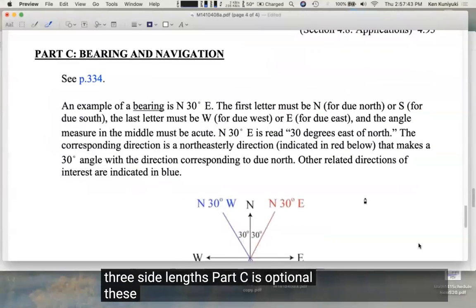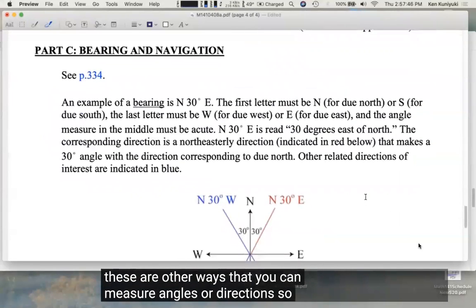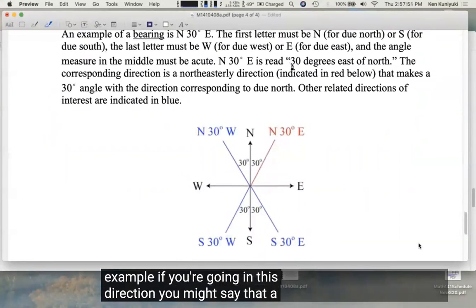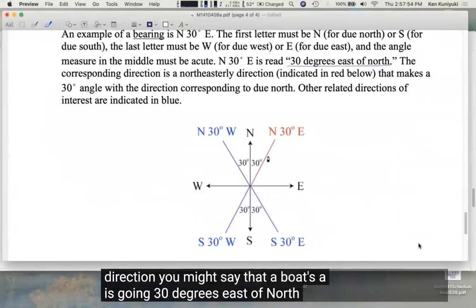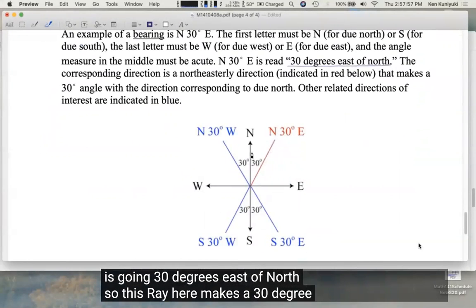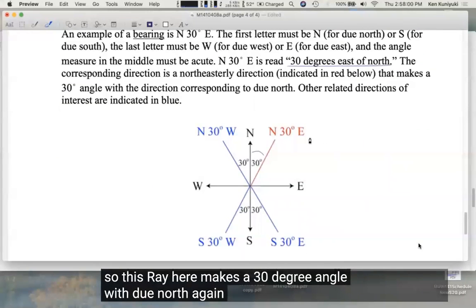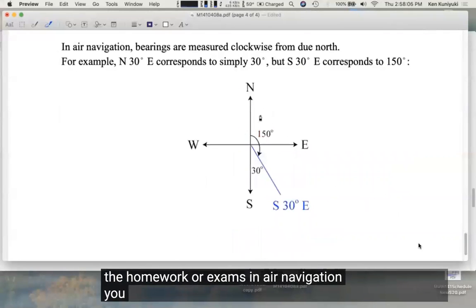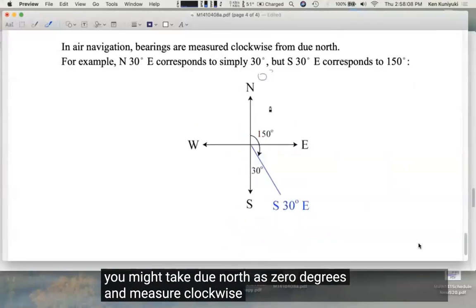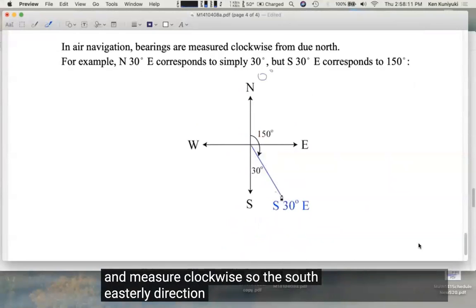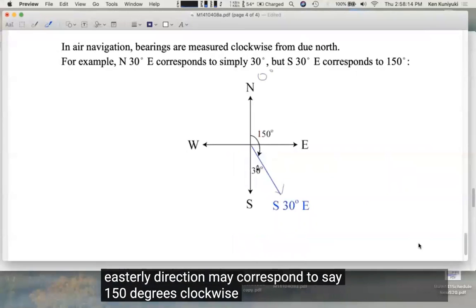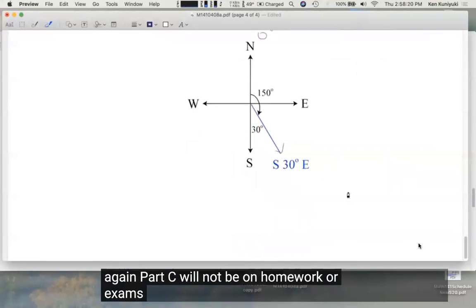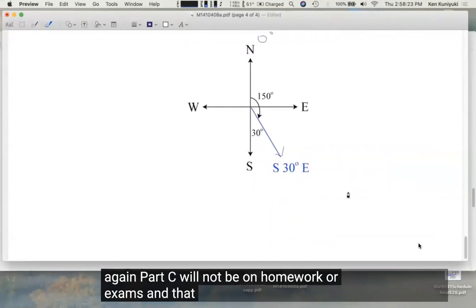Part C is optional. These are other ways that you can measure angles or directions. So for example, if you're going in this direction, you might say that a boat, say, is going 30 degrees east of north. So this ray here makes a 30-degree angle with due north. Again, that will not be on the homework or exams. In air navigation, you might take due north as 0 degrees and measure clockwise. So this southeasterly direction may correspond to, say, 150 degrees clockwise from due north. But again, Part C will not be on homework or exams. And that is Chapter 4.